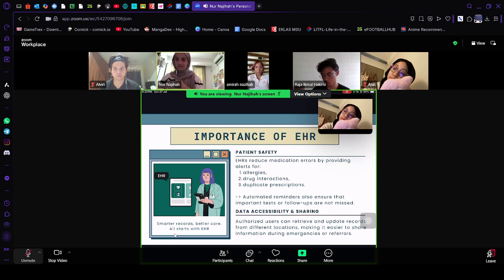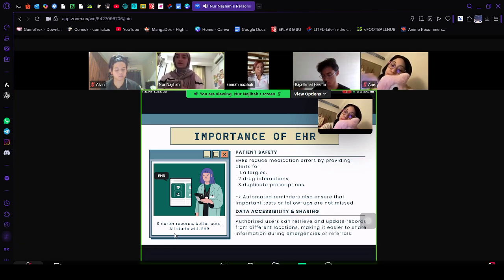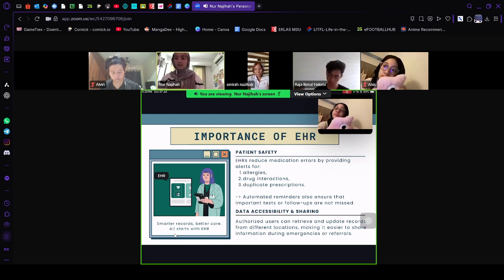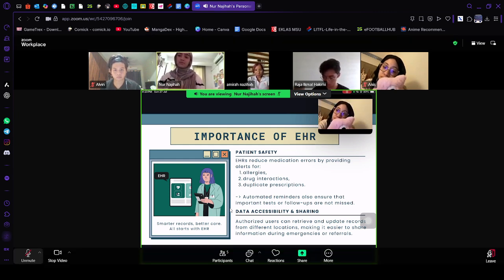The third is patient safety. So patient safety with the help of EHRs is that it reduces medication errors by providing alerts for allergies, drug interaction, and also duplication of prescription. And these automated reminders help ensure that important tests or follow-ups are not missed, so that healthcare workers know when to provide these for patient safety.